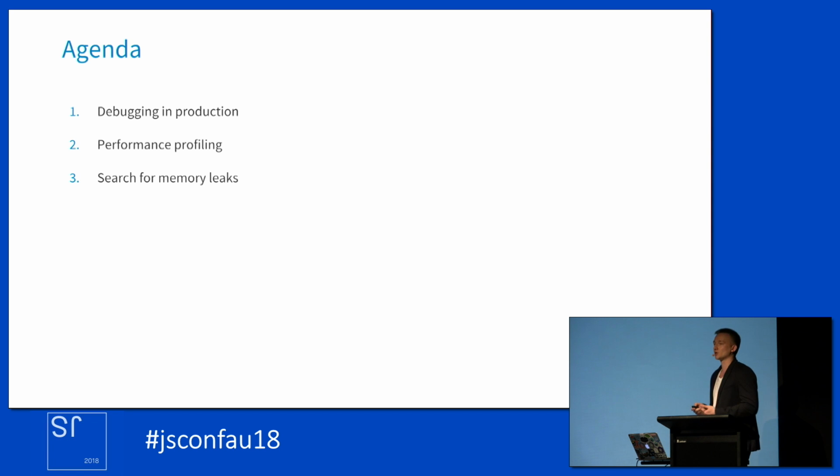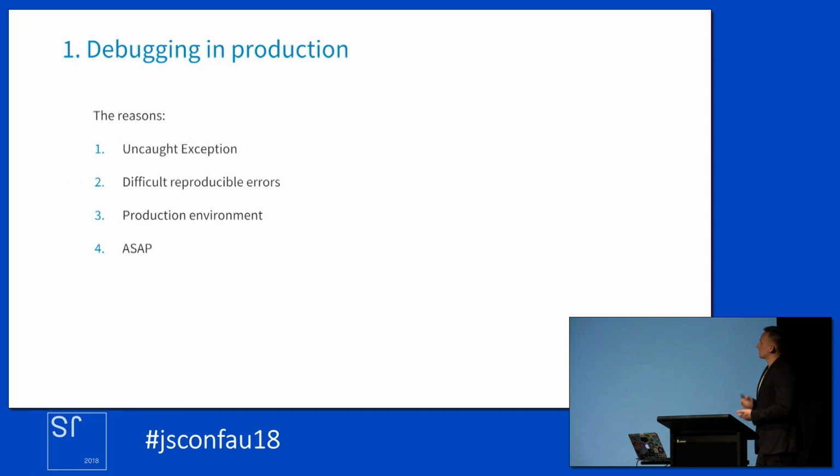And today I will show you how we do that in certain examples in case of errors, performance loss, and memory leaks in production. So let's go to the debugging. There are several reasons for debugging in production. Uncaught exceptions kill your process. Errors are difficult to reproduce, and you don't have enough information from your logs, and actually you cannot log everything. Production environment features mean the error doesn't reproduce locally, and you don't have time.